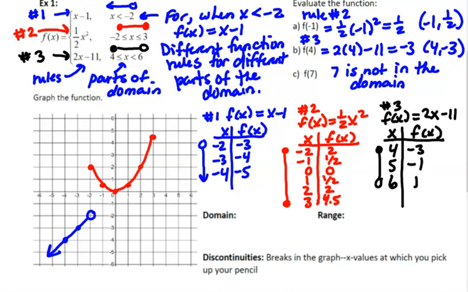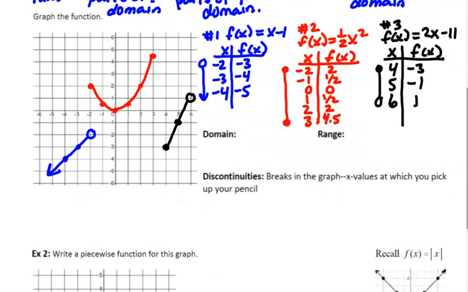So I have a point at 4, -3, a point at 5, -1, and a point at 6, 1 with an open circle for that point. And so there's this little section of the graph, just a little line segment.